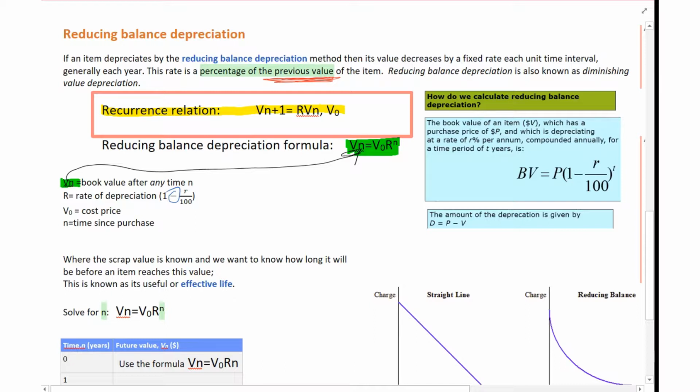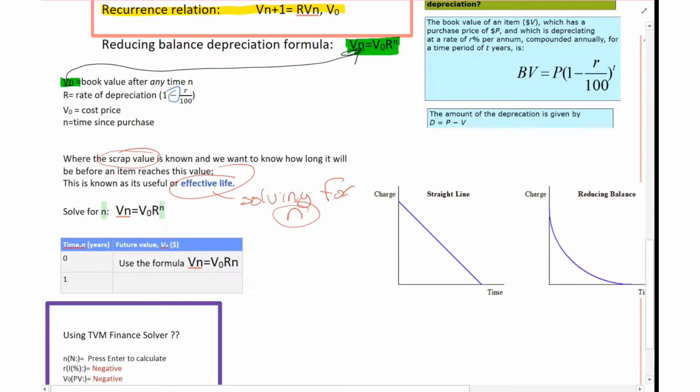Now, one of the things you will look at is sometimes if you know the scrap value. It's like saying you bought the photocopier for 20 grand and its scrap value is 5 grand. Using this depreciation method, how many years do I have to use that photocopier? You can work that out. So basically, you're solving for N, okay? You're after N, that's where you'd use a solve functionality, okay?